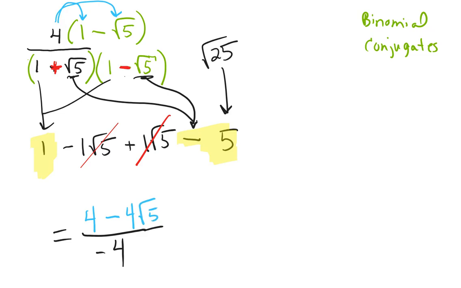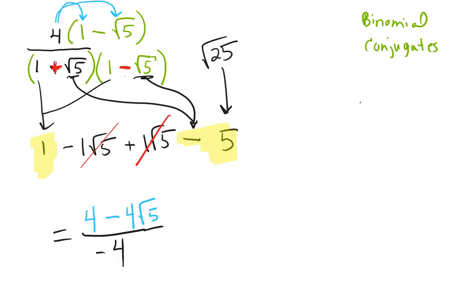And I have successfully rationalized my denominator. There's no more radical down there. However, we are still in fraction land. And there's another rule in fraction land that says all answers should be in simplified form. And the only way you do that is by canceling out common factors.